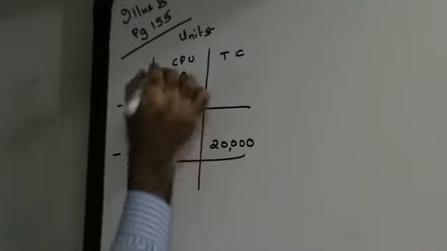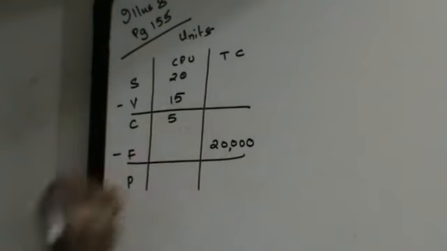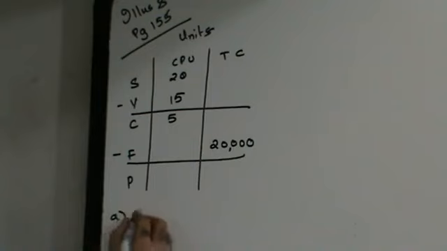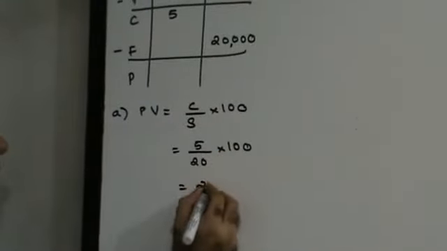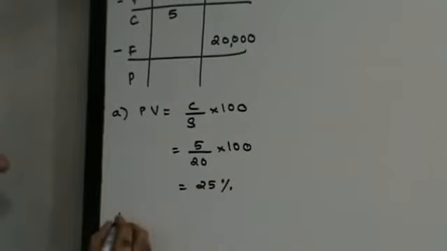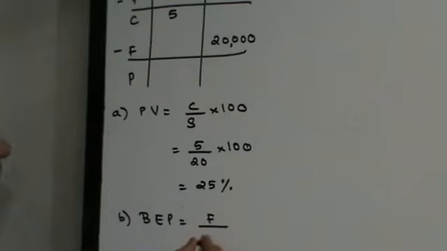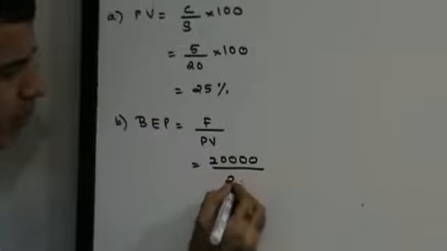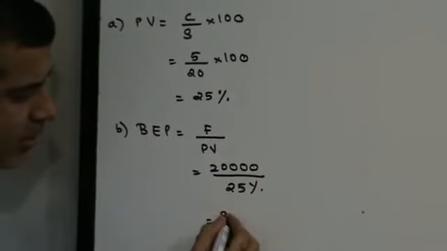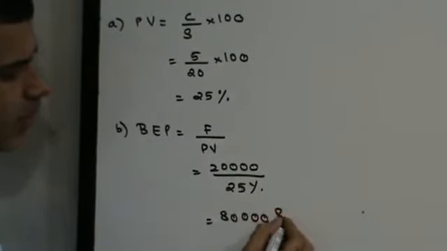Now very simple, 20 minus 15 will give you 5, right? Irrespective of whatever they ask you, first thing that you have to find out is PV. C upon S into 100, so that's 5 upon 20 into 100, which is going to be 25%. Second thing, always find out BEP. BEP is F upon PV, so that's 20,000 upon 25%, which is nothing but 80,000 rupees, right?